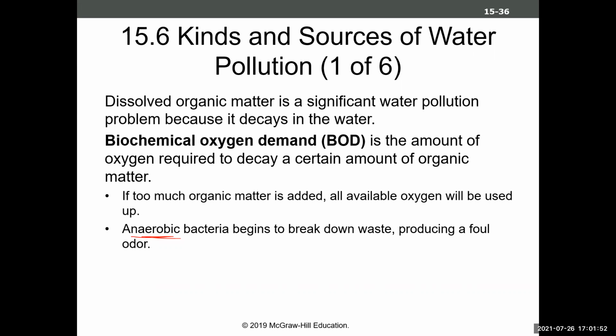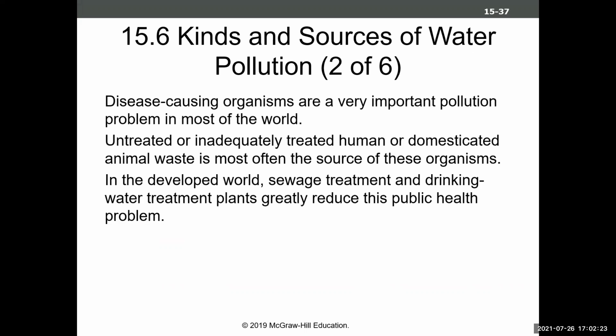And so this is the BOD we were talking about, the biochemical oxygen demand. So it's basically the amount of oxygen required to decay a certain amount of organic matter. The more organic matter you have, the more oxygen you need in order for that to happen. And so the bacteria will use up all of that oxygen, and you could get what's known as a dead zone. And so a dead zone is basically where aquatic organisms can't live because there's a lack of oxygen.